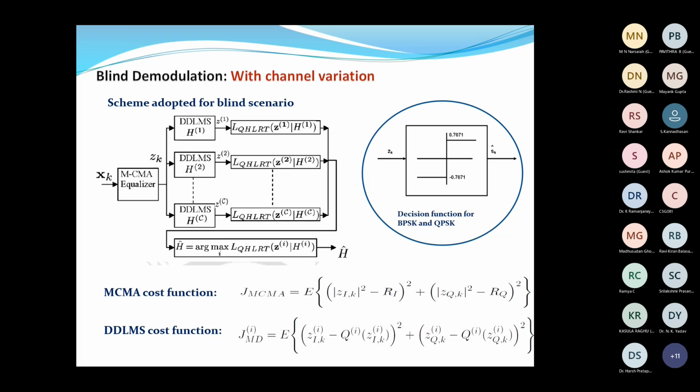the candidate modulation scheme. Now, just observe towards the right of this diagram, we have shown a decision function for BPSK and QPSK for the DDLMS block. So these are the decision boundaries for a normalized constellation value, which is 0.7071 towards the higher side and minus 0.7071 for the lower side. So if we extend this particular function for other modulations, we can have different levels of decision values for different modulations. So this is the basis of this modulation specific DDLMS algorithm.